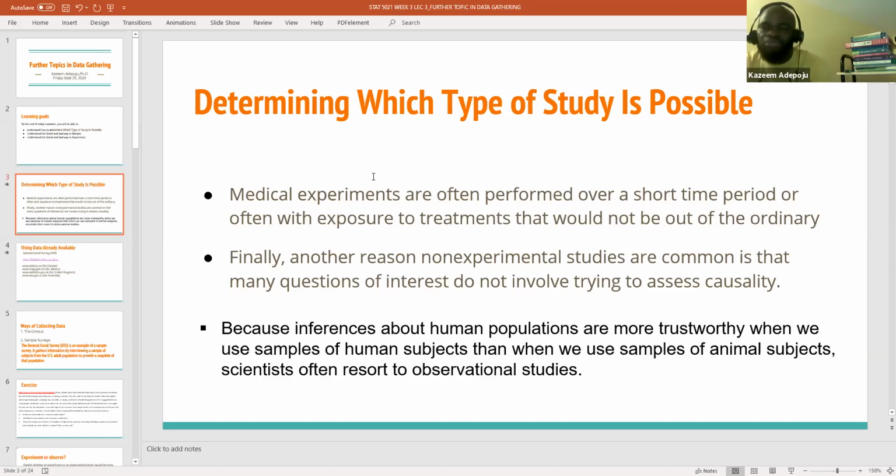Scientists often resort to observational studies. And that is the reason why scientists will resort to observational studies, because of human rights. Because if you really want to experiment, of course, you're going to make use of human beings. Probably you want to conduct something that has to do with human beings.